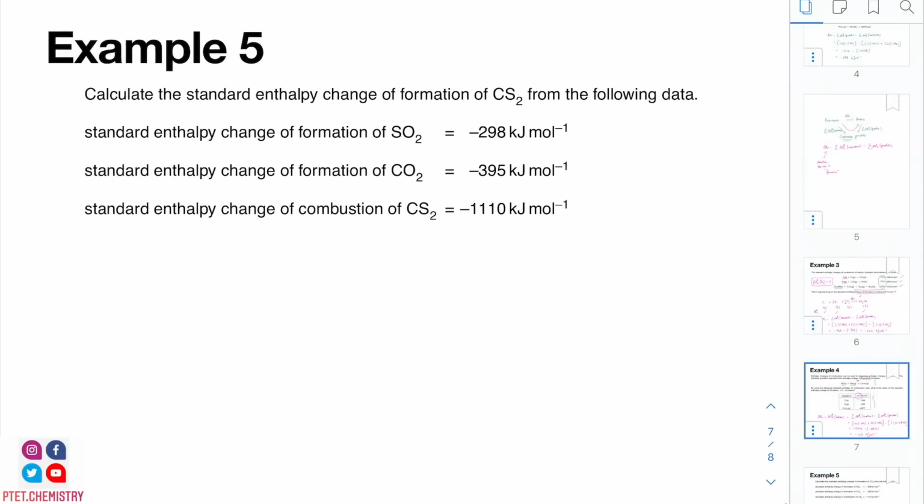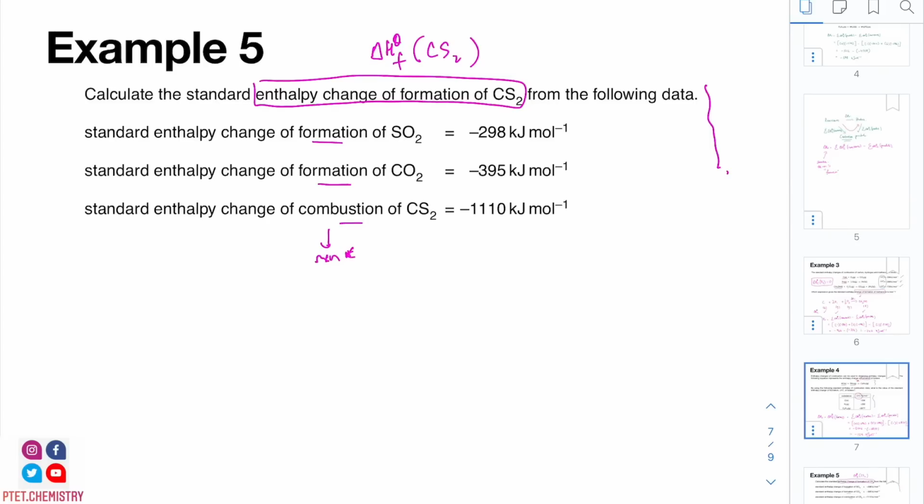Okay, question 5. It's getting more and more complicated now. What do we know? We're given a mixture of formation and combustion, right? But this is what we want: the formation of CS2. It seems like I'm given 3 values that have formation. So this is what I want to find, but I have more of the formation than this, meaning to say I could be looking at this reaction, and then I use this data to work out the enthalpy change of this reaction.